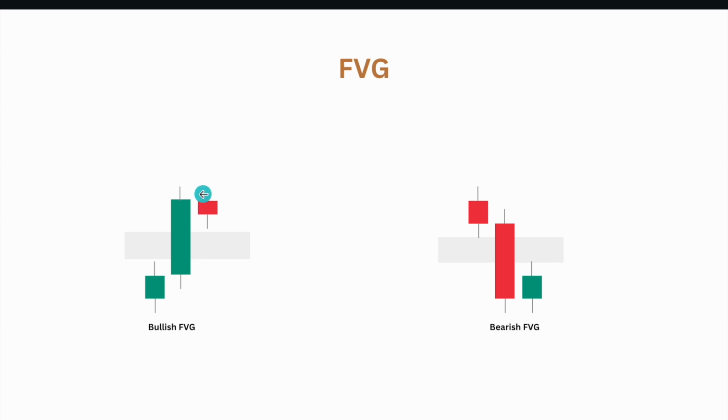In a bullish fair value gap, the first candle high and third candle low have a gap. In a bearish fair value gap, the first candle low and third candle high have a gap. They don't overlap each other. It creates a gap, and this gap is called the fair value gap.